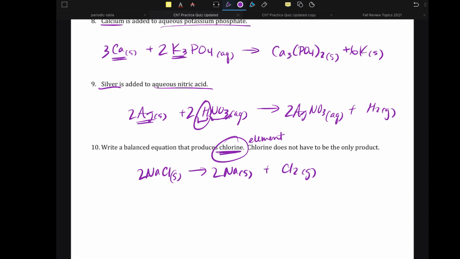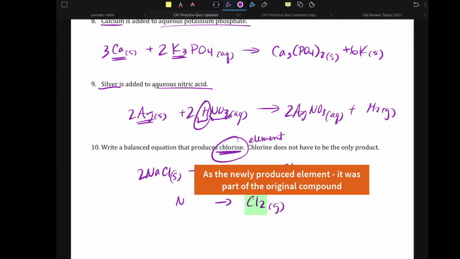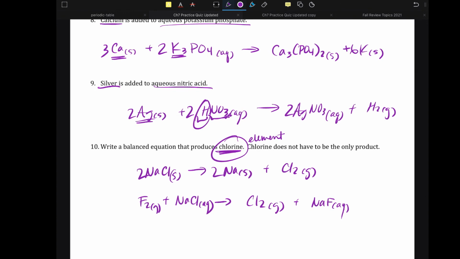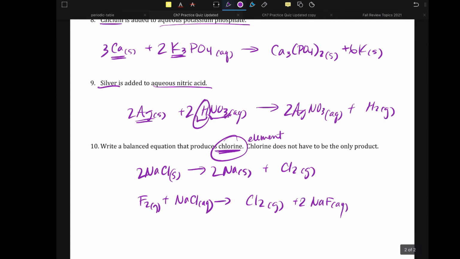Similarly, another thing that produces an element would be one of the element plus compound, right? Element plus compound, where if I wanted to make Cl2, right, Cl would have to be stuck to something, right? So NaCl, for example, right, plus some other what? Right, in this case, it would have to be some other halogen, right? Could do the displacing, right? So we could say fluorine, for example, right? Plus that would give us Cl2 plus NaF, aqueous, right? And then we would balance accordingly. And then we'd be done.